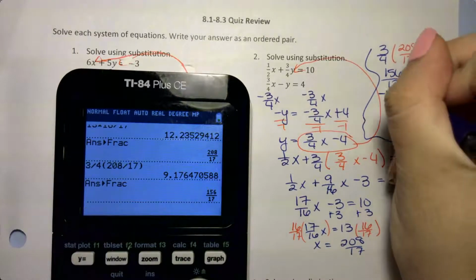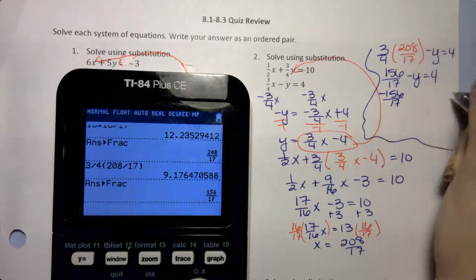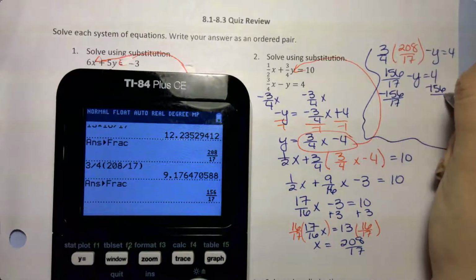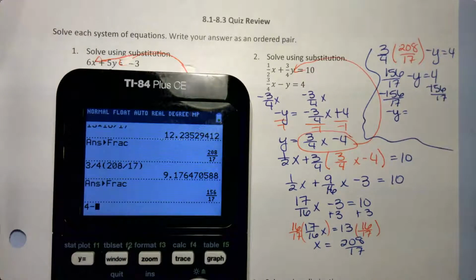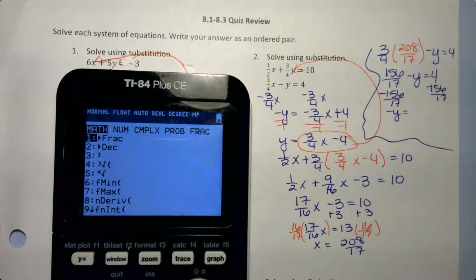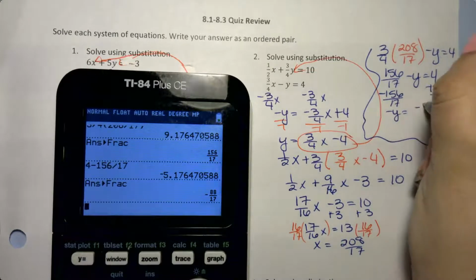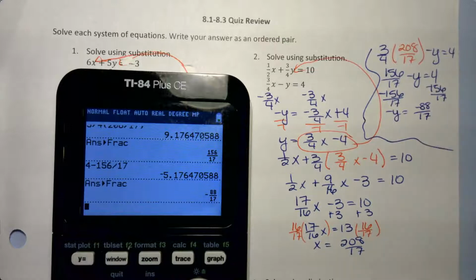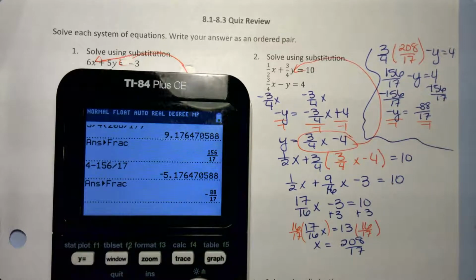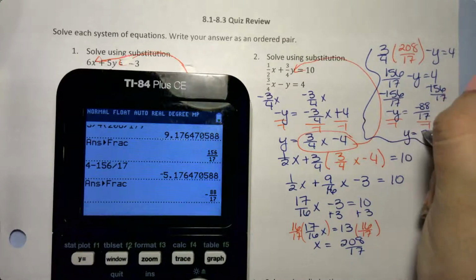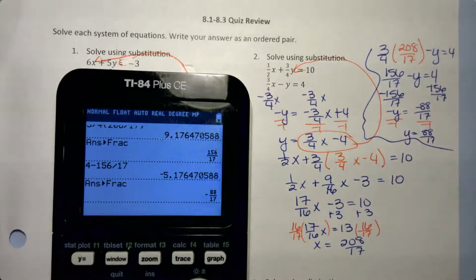I want to subtract the 156 over 17 on both sides. This gets me negative y equals 4 minus 156 over 17. Simplify that. Negative 88 over 17. I want to divide both of these by negative 1. And I get y equals 88 over 17.